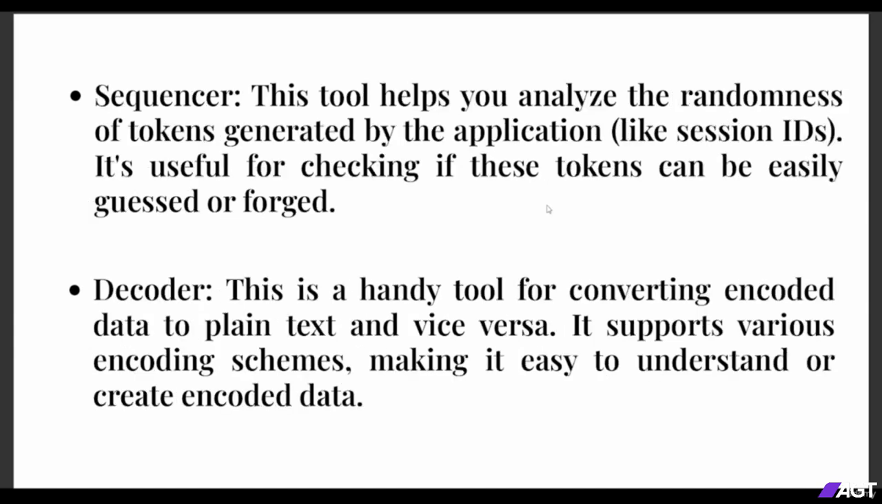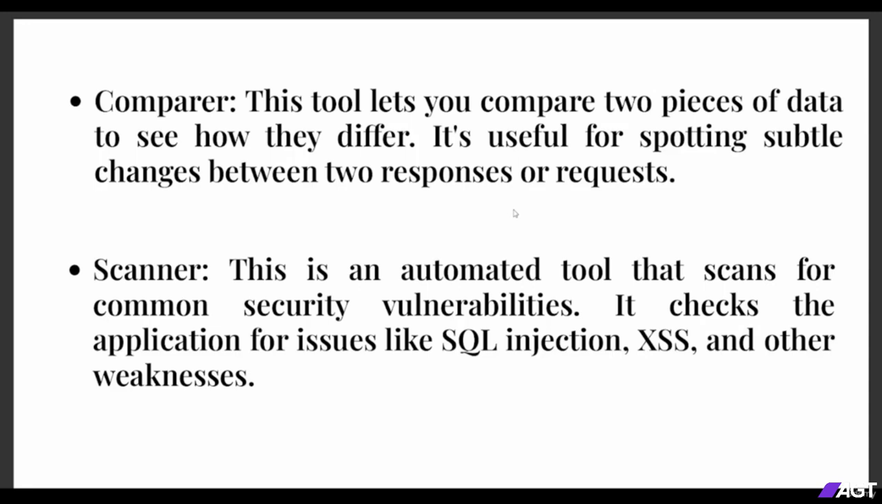Next is the sequencer tool that can analyze the randomness of tokens like session IDs to check if they can be easily predicted. And then we have the decoder. The decoder tool converts encoded data to plain text and vice versa, supporting various encoding schemes. Next is the comparer tool that can compare two pieces of data to highlight differences, useful for spotting subtle changes. And then we have the scanner tool that can automate the search for common security vulnerabilities, providing a thorough security assessment.